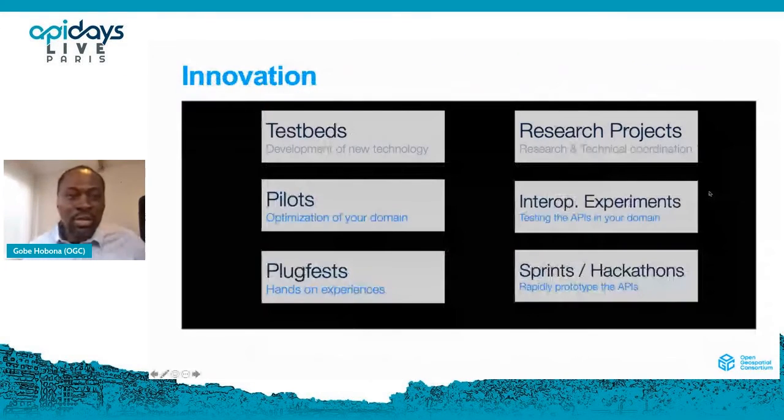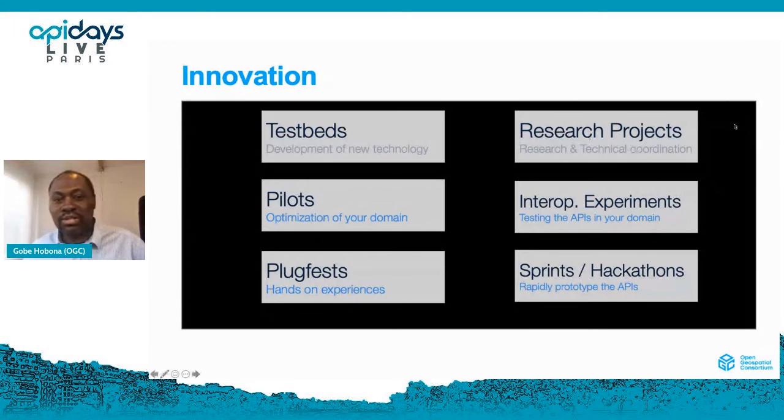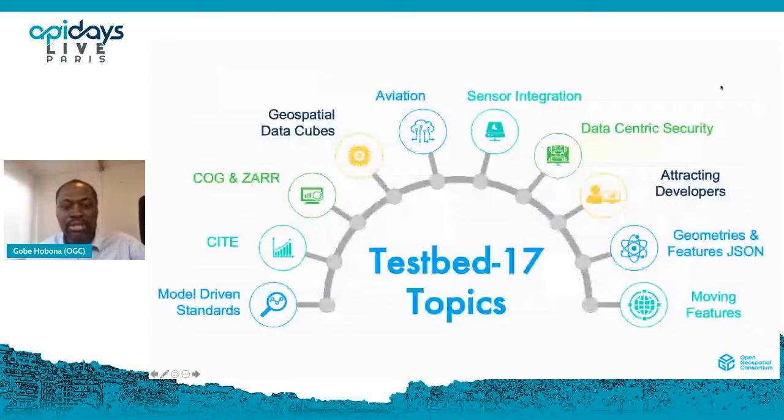So to help us develop these standards, we run various innovation initiatives such as testbeds, pilots, plugfests, code sprints, and research projects. And we have just recently completed testbed 17. The testbeds are an annual initiative, and this is the 17th phase of that. So basically, we've been running the testbed initiative for close to 20 years. Testbed 17, which ran this year, covered a variety of topics, and you can see those topics on this slide. So aviation, sensor integration, data-centric security, data queues, and so on.